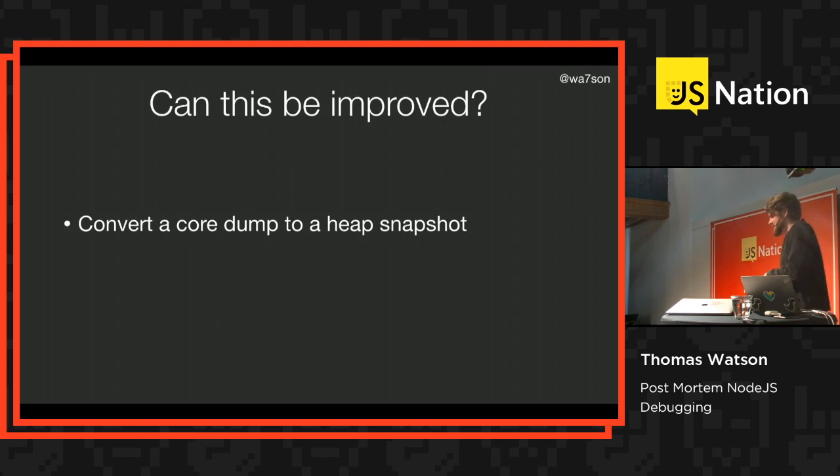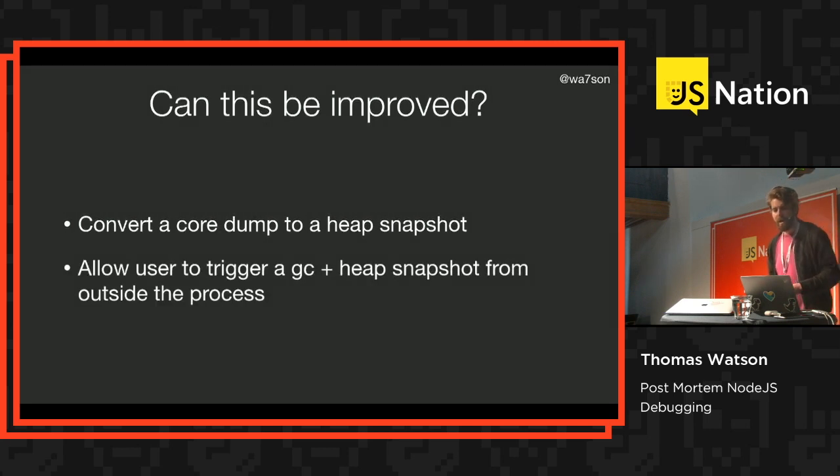What I really would like to see is, what if you could take a core dump and convert it into a heap snapshot? Because if you have a heap snapshot, first of all, it's much smaller. Then you can load it into Chrome DevTools, and you can start to inspect it in there. It's a much nicer UI. That's a little bit down the road. Nobody's working on this yet, but it would be a fun project.